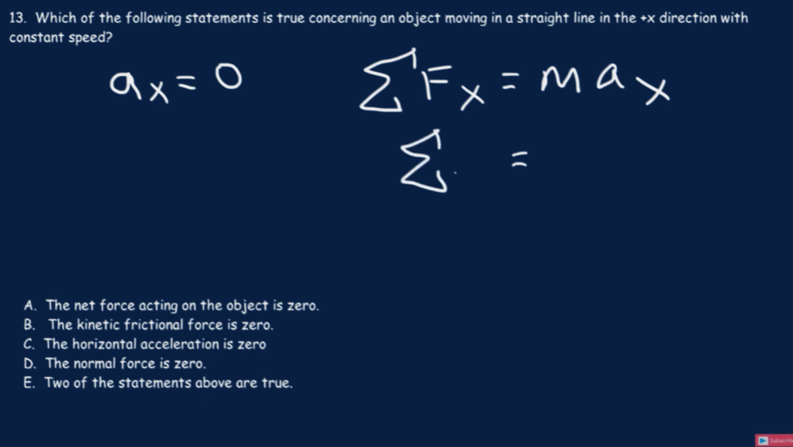So anytime you have an object moving in a straight line with constant speed, the acceleration is going to be zero, and the net force is zero. So A and C are true statements. B is a false statement, and D is false.